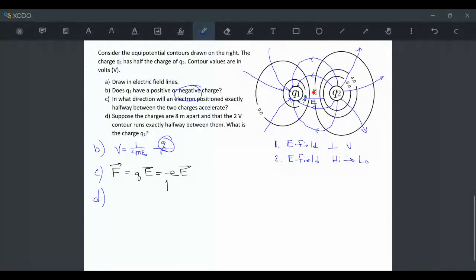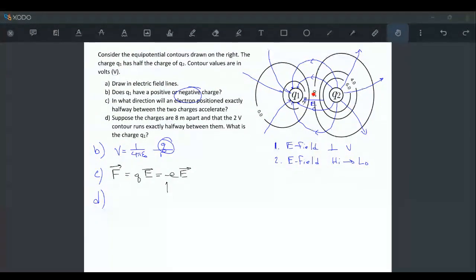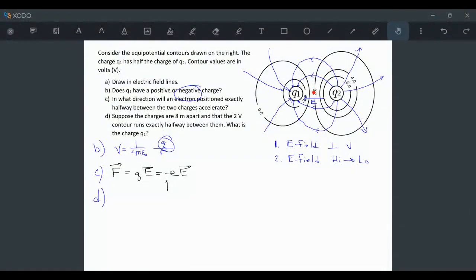Part D is suppose these are 8 meters apart and that the 2-volt contour line, which is this one where we put the electron, runs exactly halfway between them. What is the charge on Q1? So we have to do a little bit of algebra. We have to use the equation that we wrote down here.